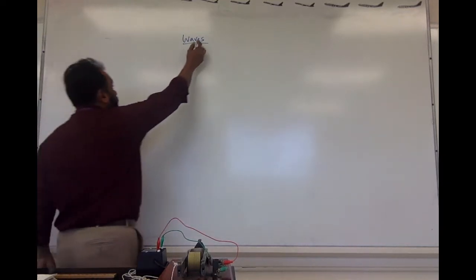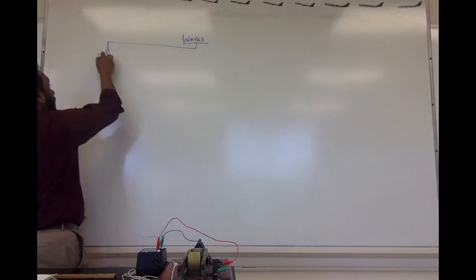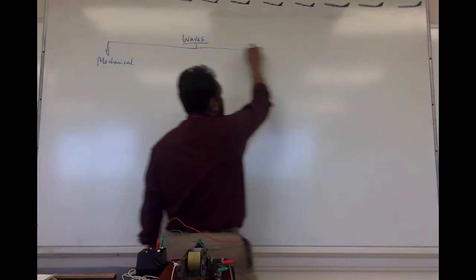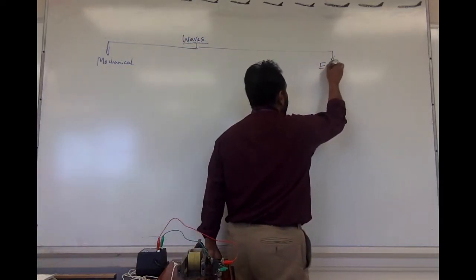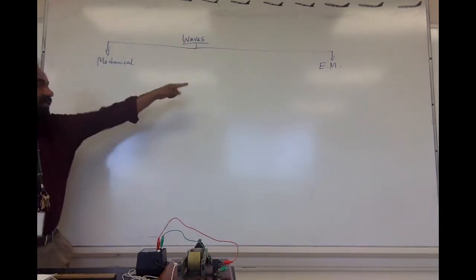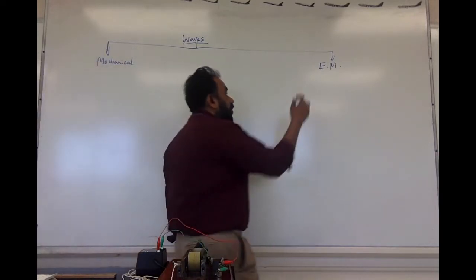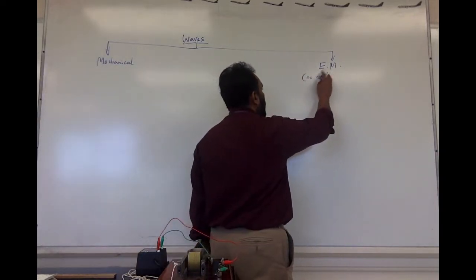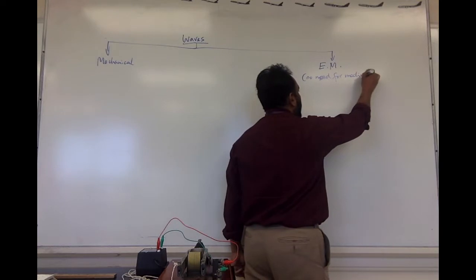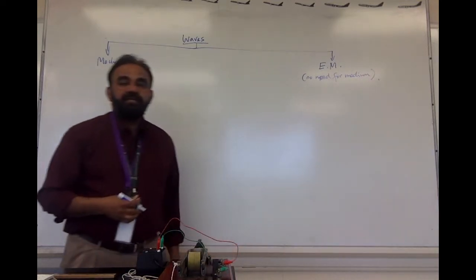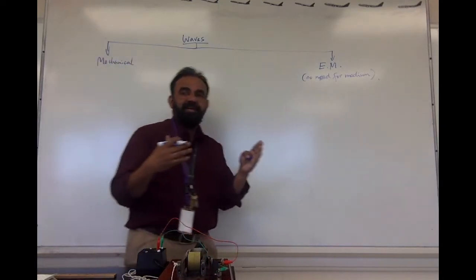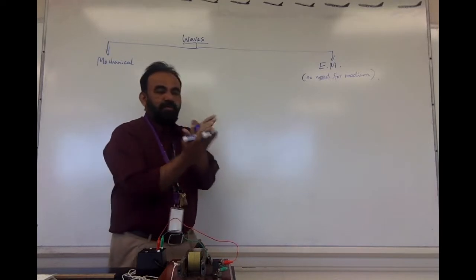And I told you there are two types of waves: mechanical and electromagnetic. And I think I gave you some more information. Electromagnetic, there is no need for medium. No need for medium. And it is electric and magnetic fields. Basically, they are electric and magnetic fields. And both are perpendicular to each other.